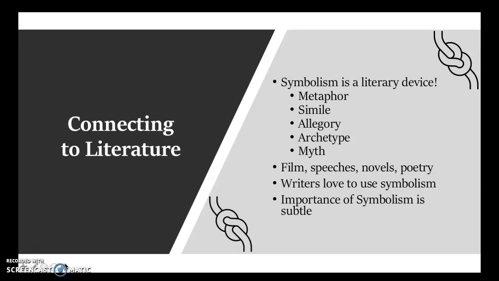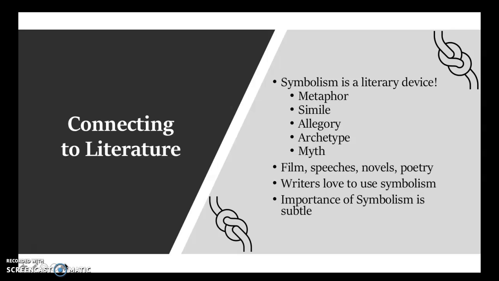So connecting to literature, symbolism is a literary device. Symbolism can be portrayed as a metaphor, simile, allegory, archetype, and myth. Writers love to use symbolism because it allows a writer to convey something to their audience in a poetic way instead of saying it outright. This helps readers visualize complex concepts and central themes.